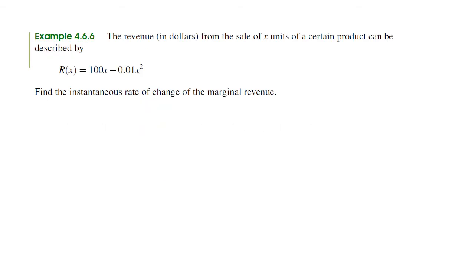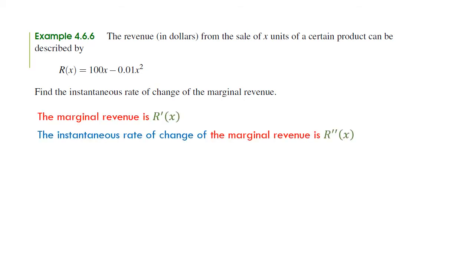If the revenue from the sale of x units is given by R of x equals 100x minus 0.01x squared, find the instantaneous rate of change of the marginal revenue. Because the marginal revenue is the first derivative R prime of x, the instantaneous rate of change of the marginal revenue will be the second derivative R double prime of x. Then to find R double prime, we have to find R prime first.